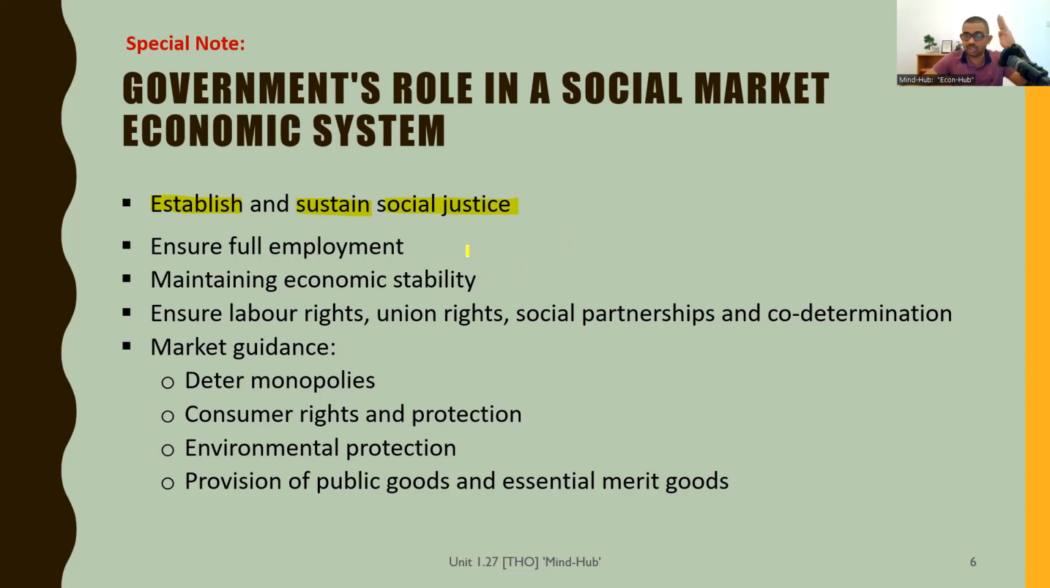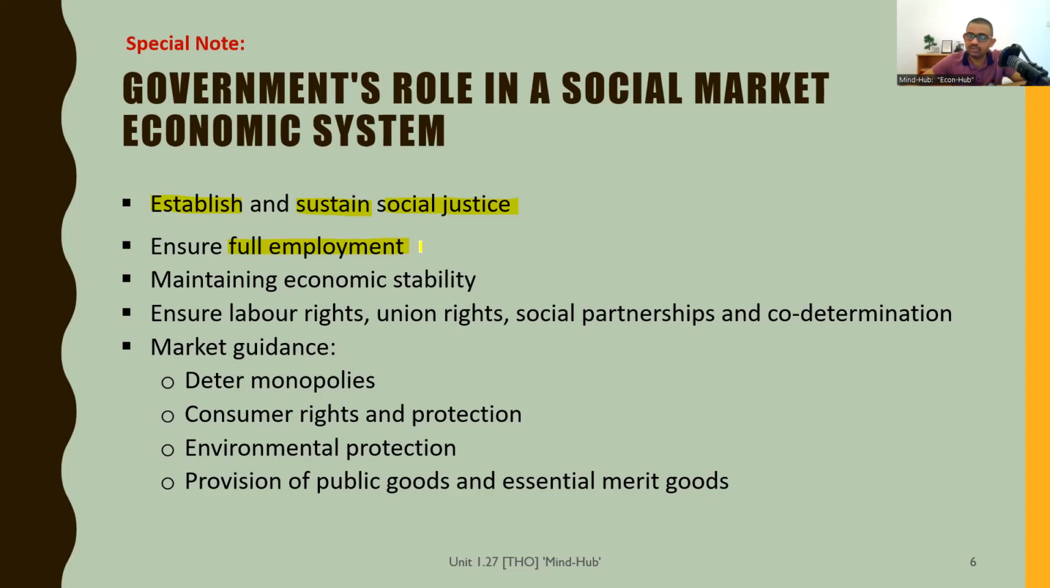These are big things. Social justice. Every person's human rights should be protected, every citizen's. Then ensure full employment. Why? Because then everyone is given an opportunity to earn an income. Everyone is able to have a good livelihood, a living standard. So everyone should be able to find a job. So full employment is an important objective for the government in a social market economy.